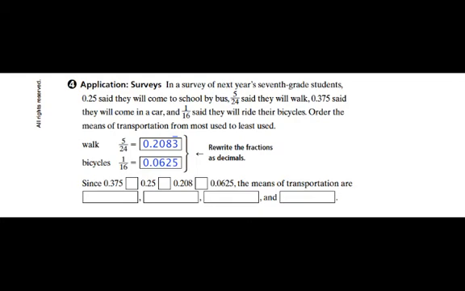0.0625. Now we're able to compare the numbers and put them in order from most used to least used. And use your decimals to figure this out. 0.375 is greater than 0.25, which is greater than 0.208, which is greater than 0.0625. So the means of transportation are in a car, by bus, walk, and finally bicycles.